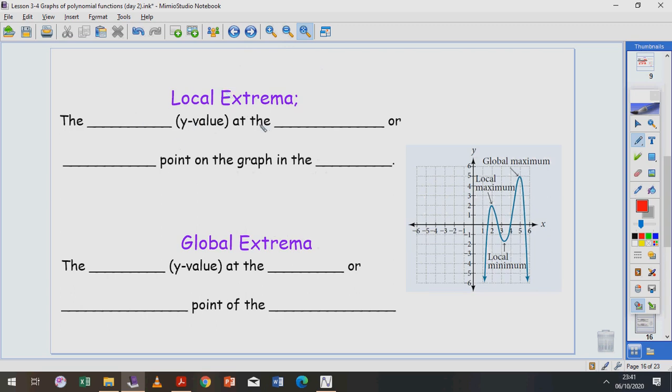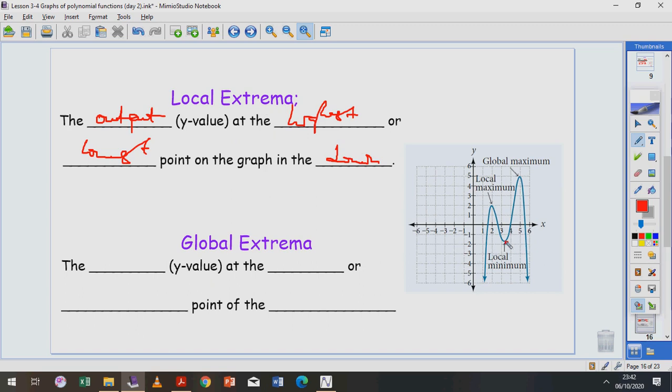So the output value at the highest or lowest point of the graph in the neighborhood of a value, or let's just say in the domain. The output value at the highest or lowest point on the graph in the domain, that's what you call your local extrema.